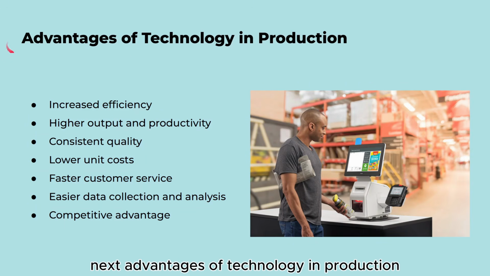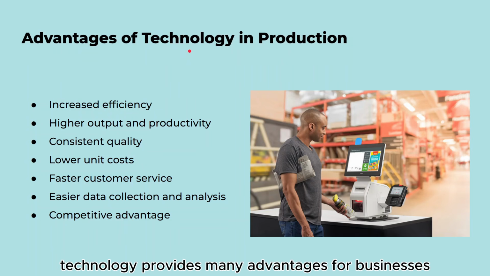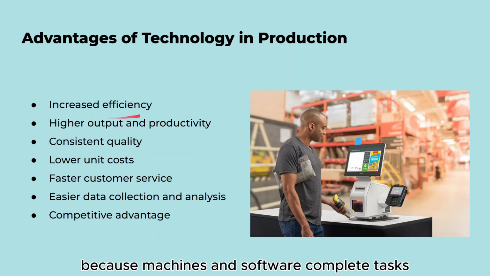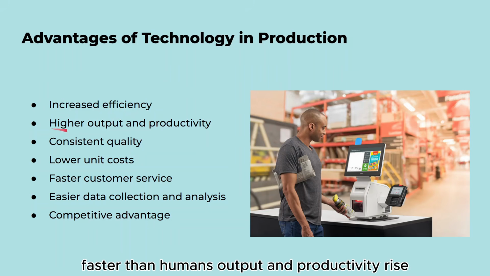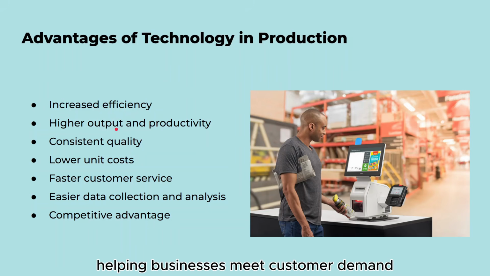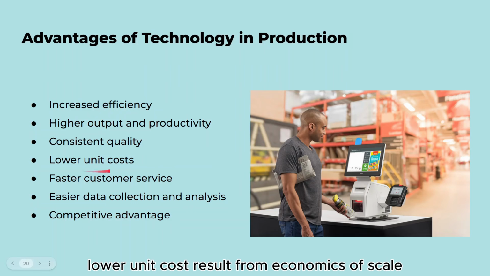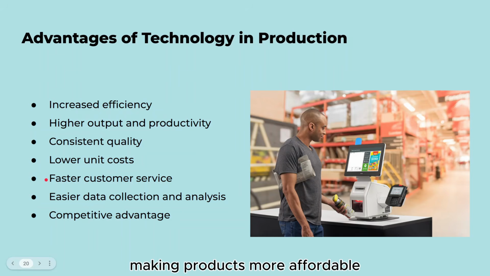Next, advantages of technology in production. Technology provides many advantages for businesses. Efficiency increases because machines and software complete tasks faster than humans. Output and productivity rise, helping businesses meet customer demand. Quality becomes consistent since computers reduce human error. Lower unit costs result from economies of scale, making products more affordable.